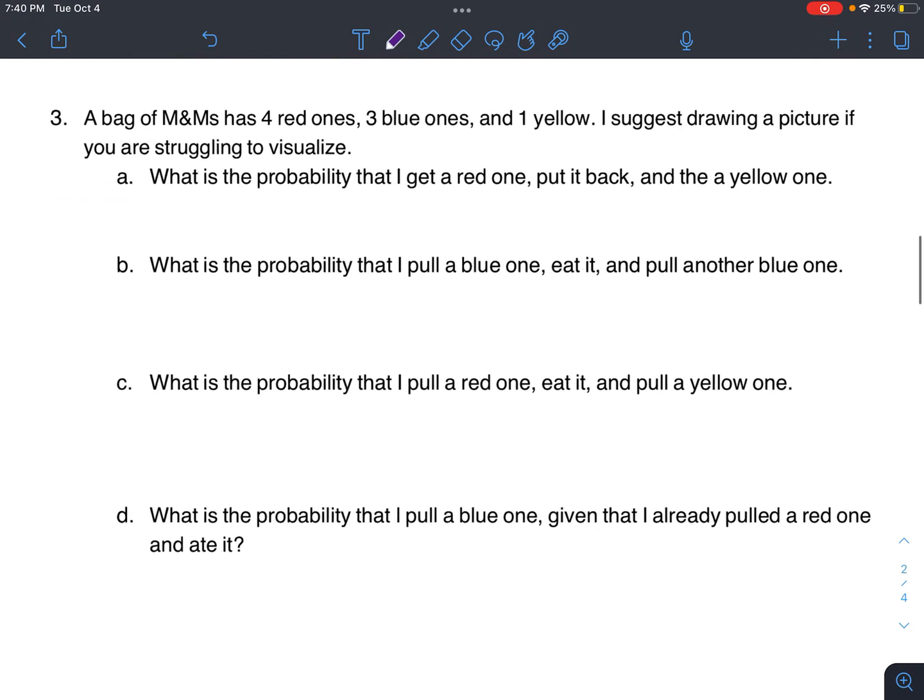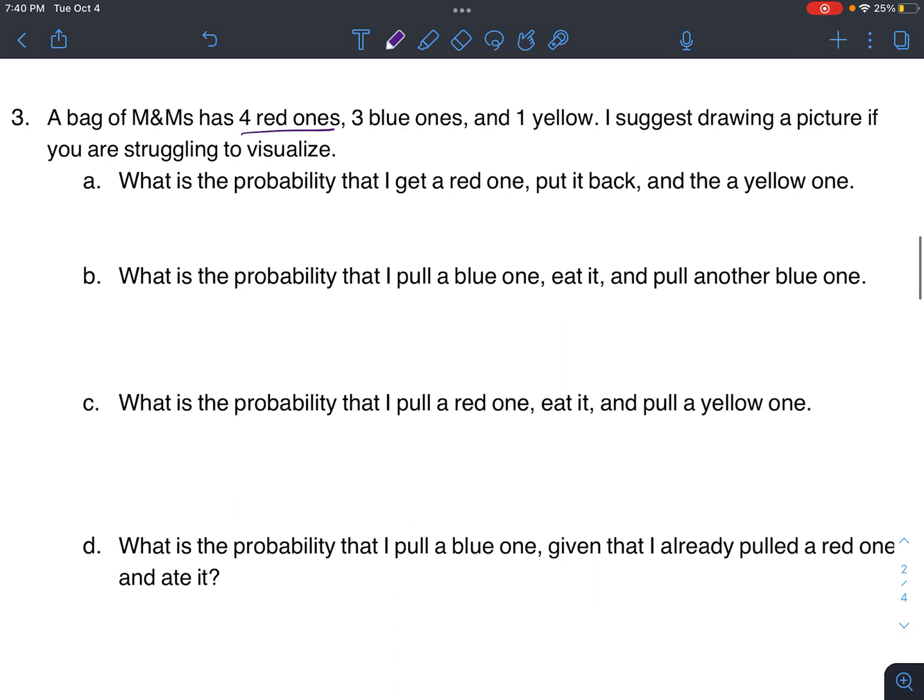Let's talk about some M&Ms. A bag has 4 red M&Ms, 3 blue, 1 yellow. I say just draw a picture if you're struggling.